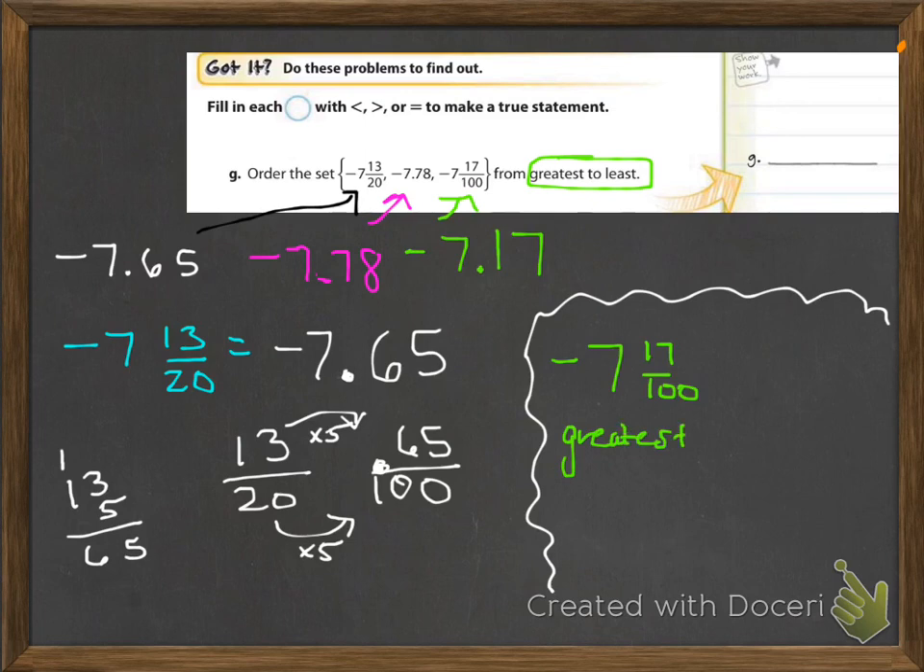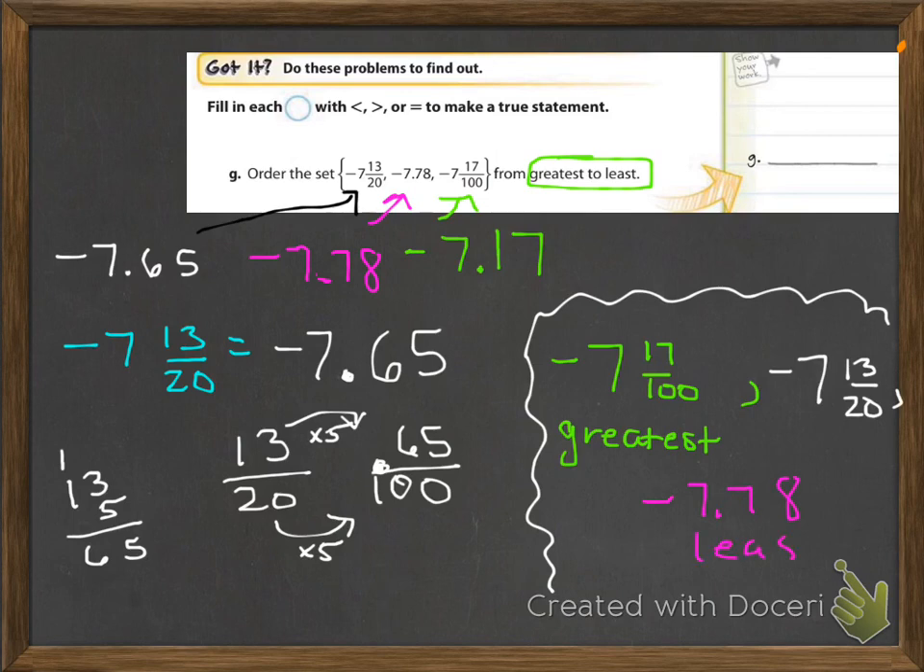Then we have negative 7 and 13 twentieths, because if you noticed, the 7.65 is going to be the next in line. So that's going to be our next in line, and that's our original format. And then the last one is going to be negative 7.78. That's going to be our least. So you want to make sure you have all three of those in that order.